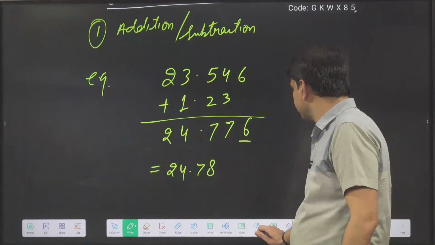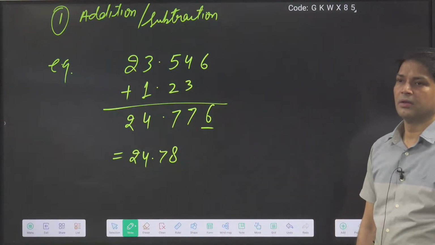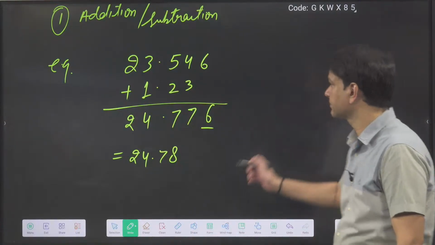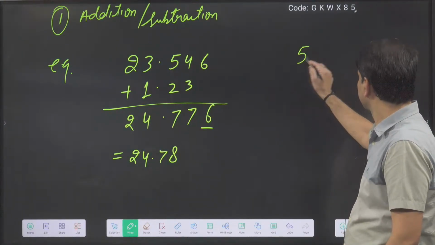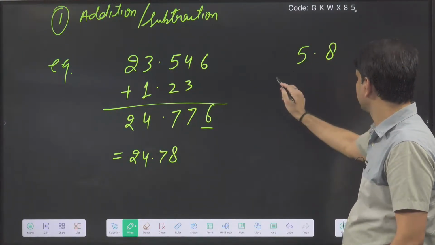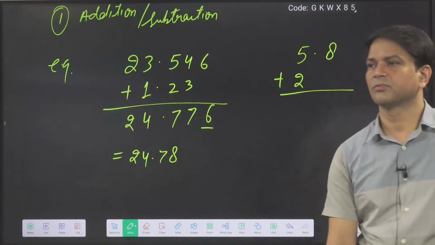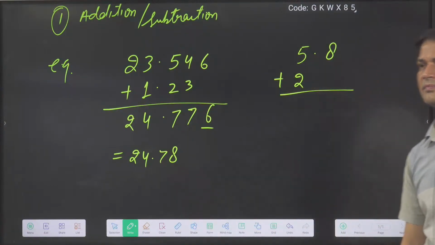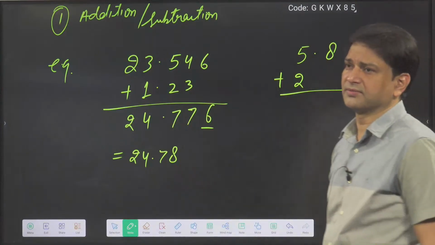Completed. Okay, what is the answer? 5.8 plus 2, what is the answer?